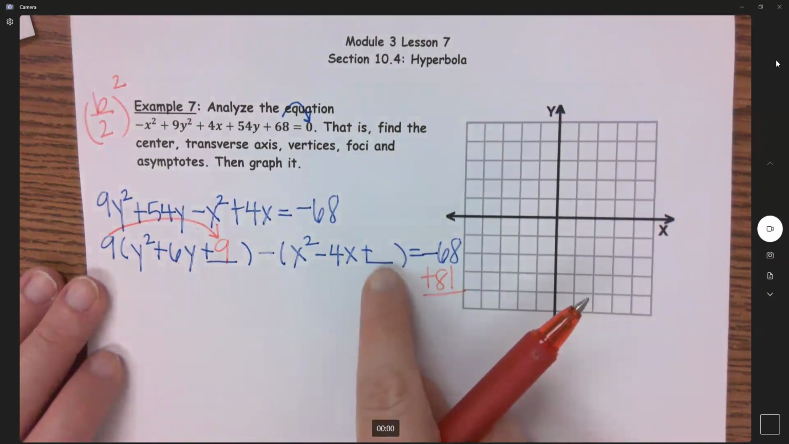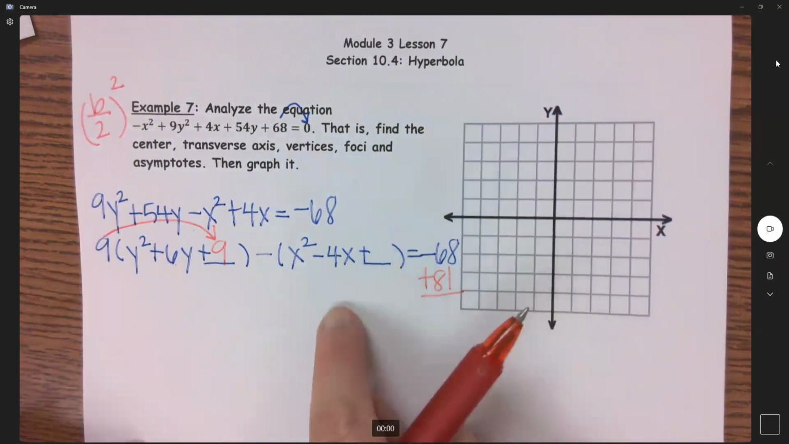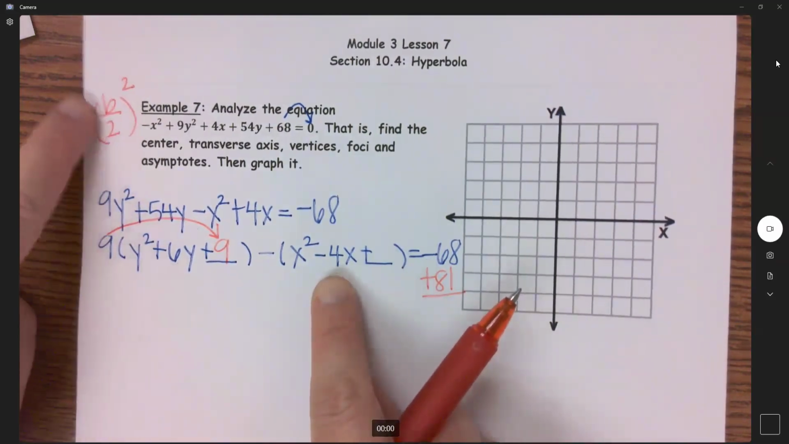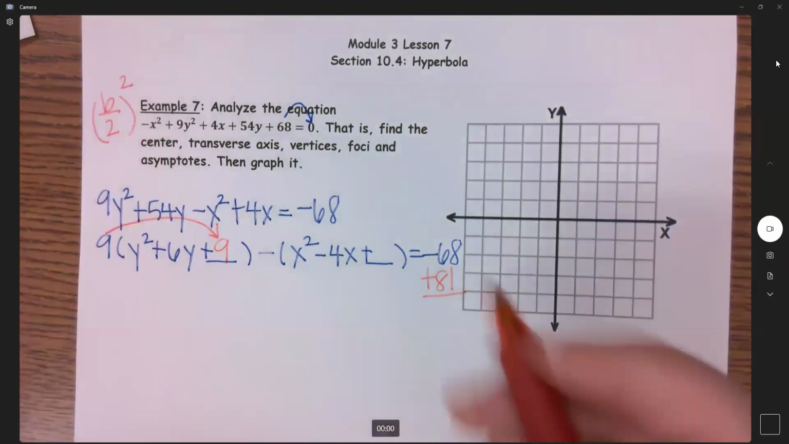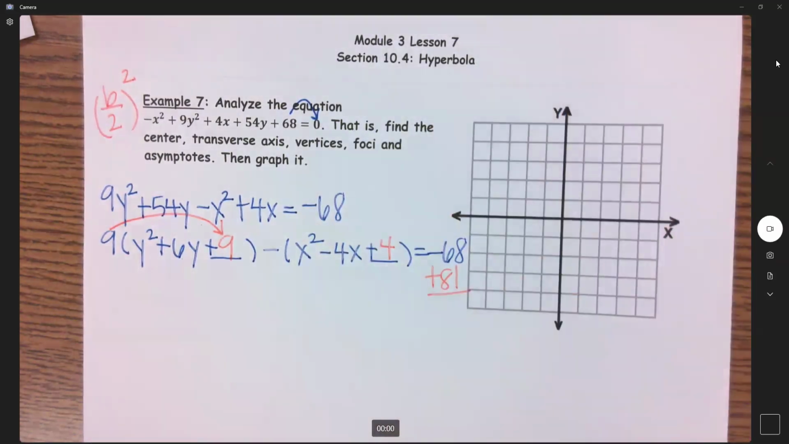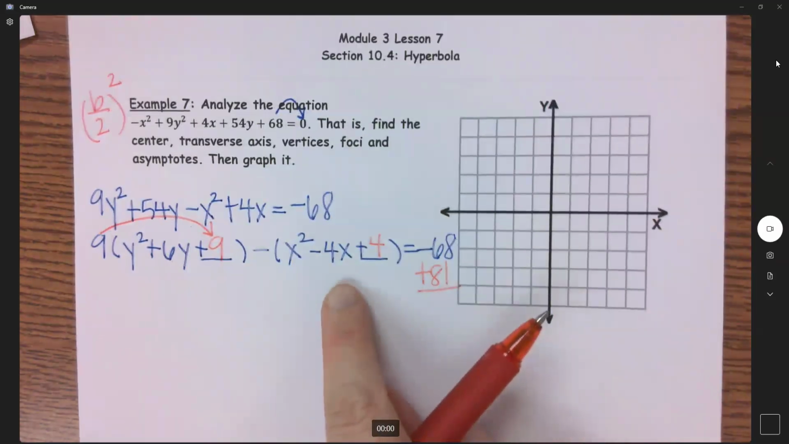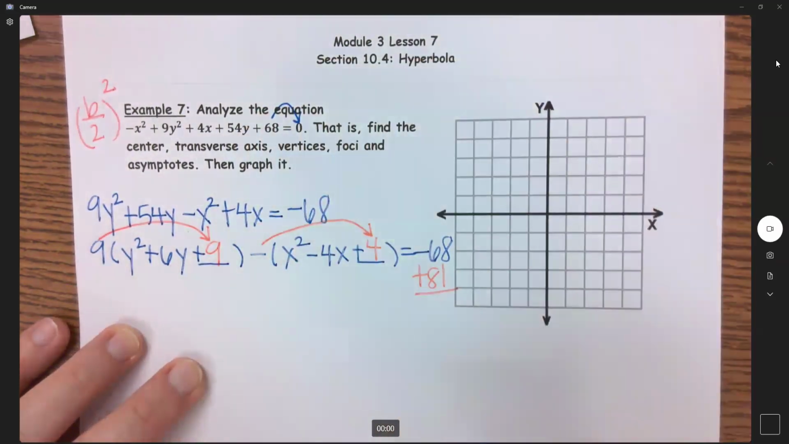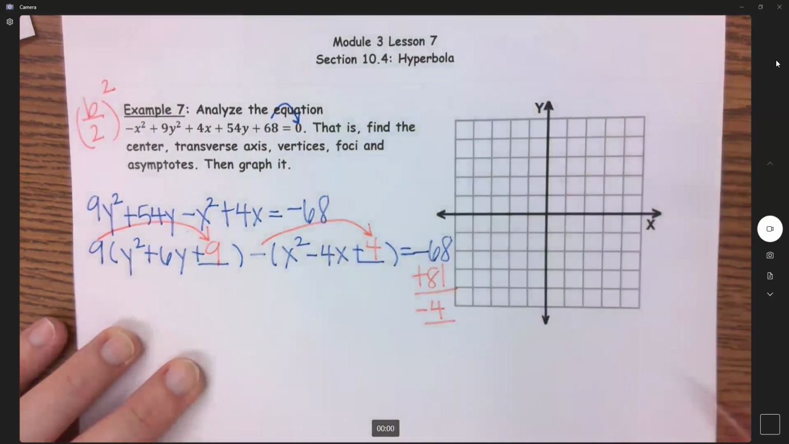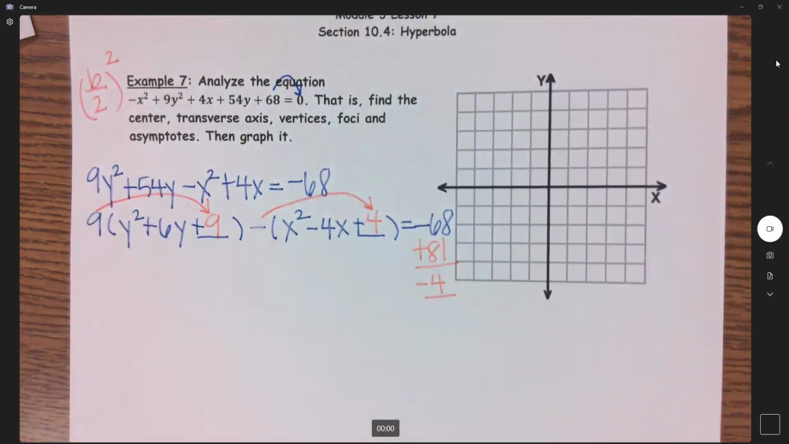Do the same formula, figure out what we're adding over here to our x's. My b is negative 4, so negative 4 divided by 2 is negative 2, and negative 2 squared is 4. But I'm not actually adding 4 over here. What am I actually doing? Well, if you distribute, I am subtracting 4 from that side.